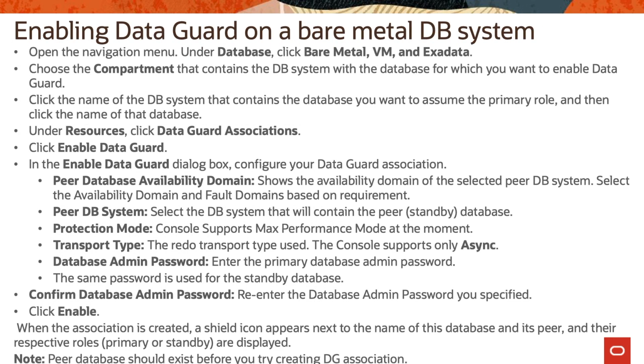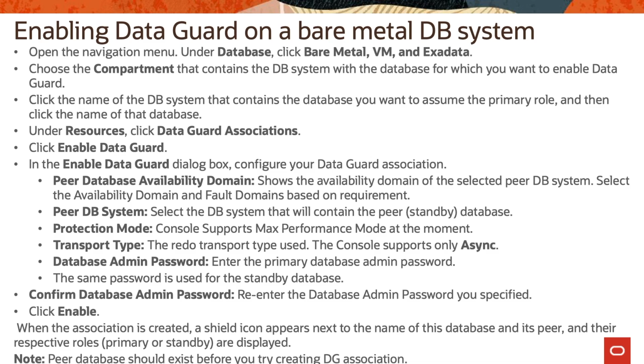Now we'll take a look at how to enable data guard on a bare metal DB system. The steps are, you need to navigate under databases. You will click on bare metal, virtual machine and Exadata, and then you need to choose the compartment that contains the DB system with the database for which you want to enable data guard. After selecting the database system, you will click on the database you want to assume the primary role, and then click the name of the database.